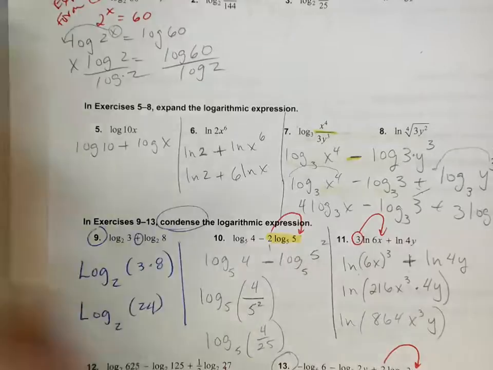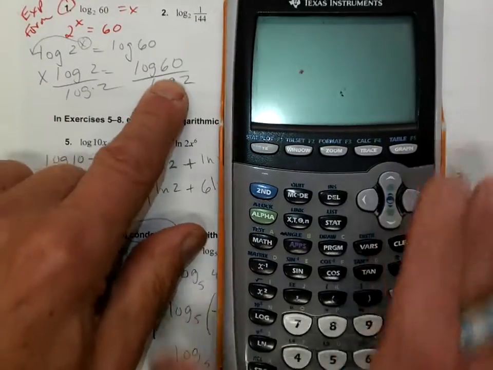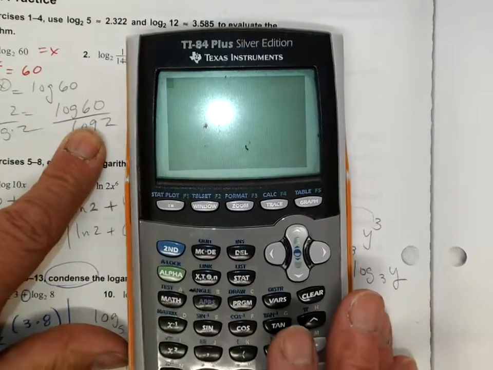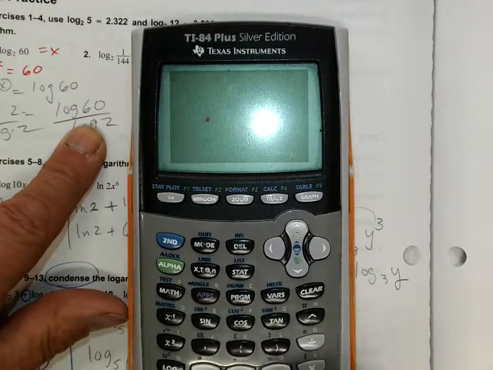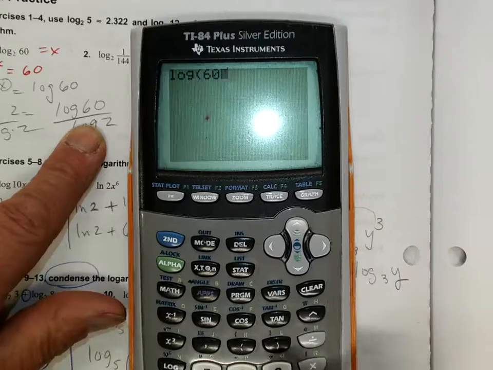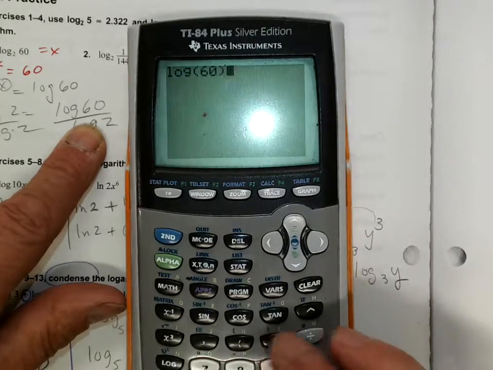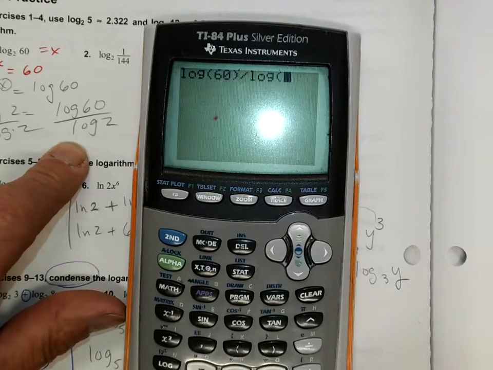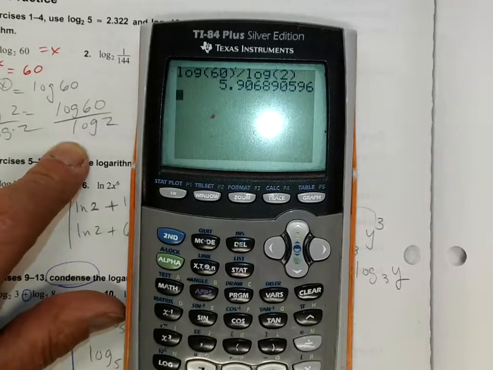Now you got to be a little careful when you use your calculator because you got to close parentheses. I'll say it again. We're going to close parentheses. Watch. We're going to go log 60. We're going to close parentheses, right? Would it just be x equals divided by log 2, and my answer is about 5.9.